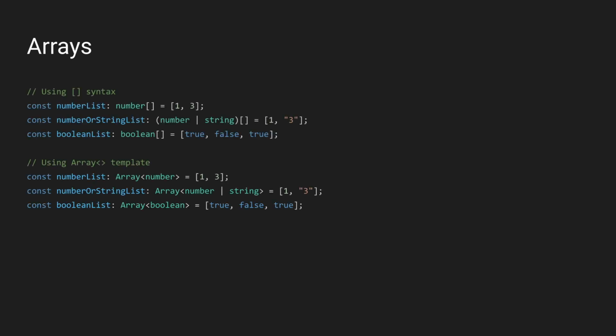To represent an array containing a specific type, we have two options. We can use either square brackets or an array template. Compare the difference in the syntax of both methods, especially when the array contains union types.